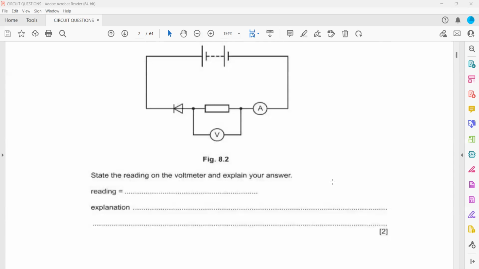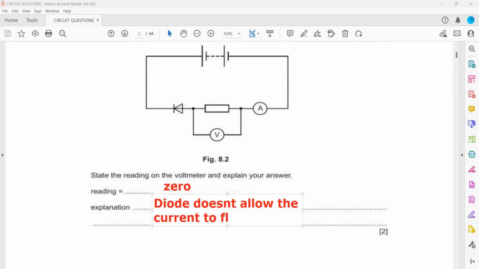The question is, state the reading on the voltmeter and explain your answer. So what will be the reading on the voltmeter? It will be 0. And why? Because the diode does not allow the current to flow through it. So the answer here is 0. And the explanation: because the diode does not allow current to flow in the opposite direction, or the diode only allows the current to flow in one direction. That's why. So first it was allowing, if you reverse it, then it does not allow.